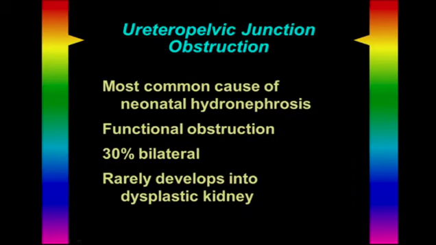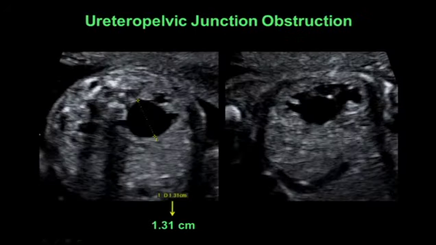So ureteropelvic junction obstruction is the most common cause of neonatal hydronephrosis. It's a functional obstruction. About 30% of cases will have a bilateral obstruction, and fortunately this rarely develops into a dysplastic kidney, so they often do not need surgery. Here's a fetus with a ureteropelvic junction obstruction on one side. We can see a normal kidney on the contralateral side and a markedly dilated renal pelvis measuring 13 millimeters. On a sagittal view of the kidney, we see the dilated renal pelvis as well as dilated calyces.